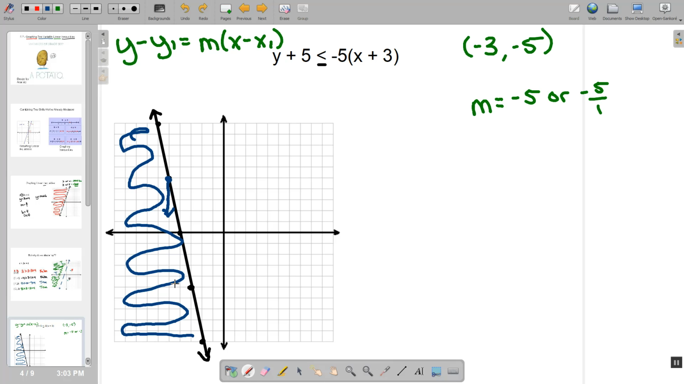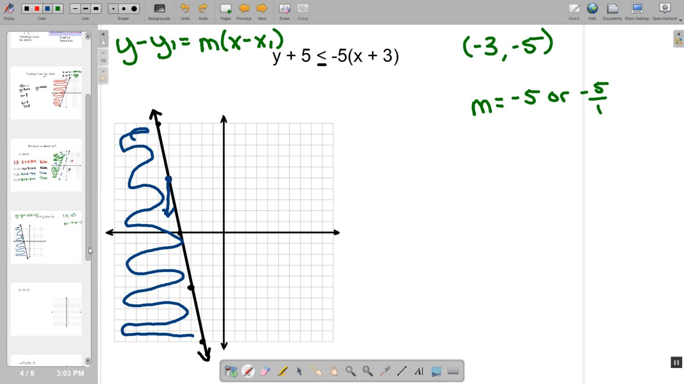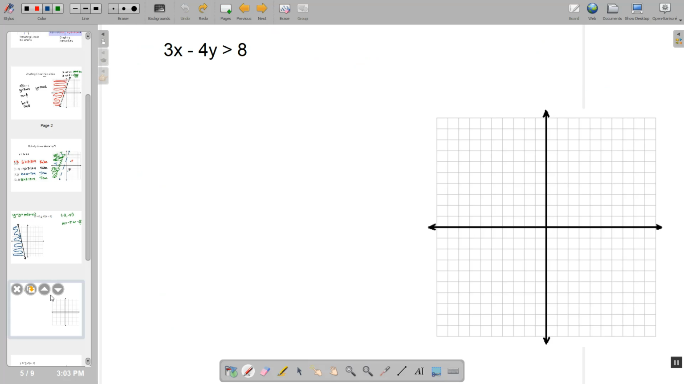Once again, it means I could pick any point from the shaded region, plug it into the equation, and it would make a true statement. Let's do one more. For this equation, I need either to make a table of values, like I've done many, many times before, or I can write it in slope-intercept form. And I'm going to write it in slope-intercept form because I know that's faster.